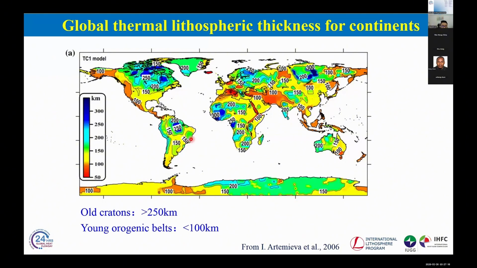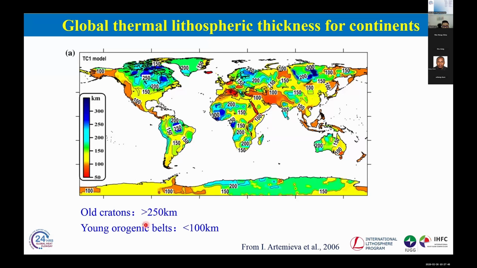This picture is about the lithosphere thickness for the continents in the Precambrian ages, published by Artemieva in 2006. We can see for the old cratons, like the North American craton, South American craton, and the African craton, also Siberian, or the East European cratons, the thickness is quite large, about 200 to 250 kilometers.